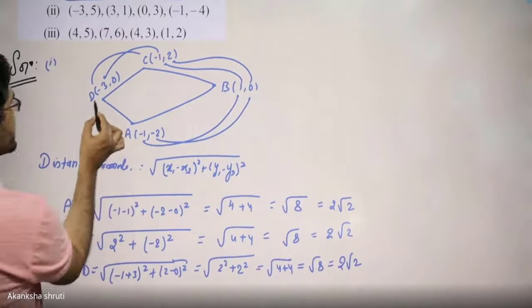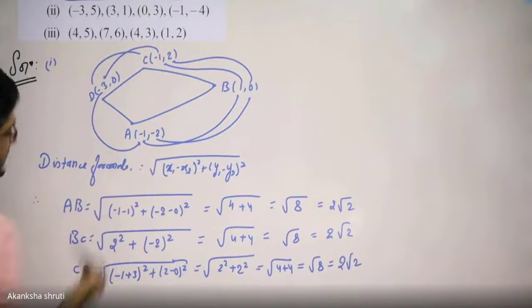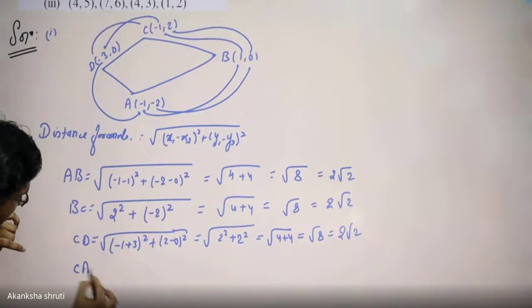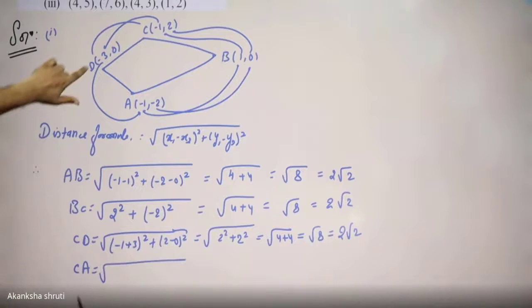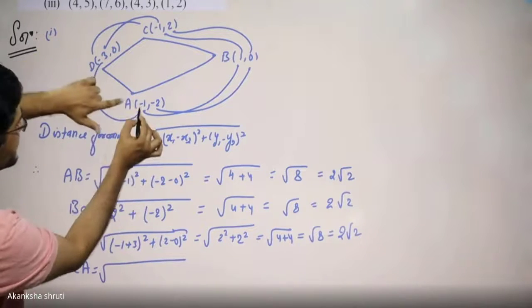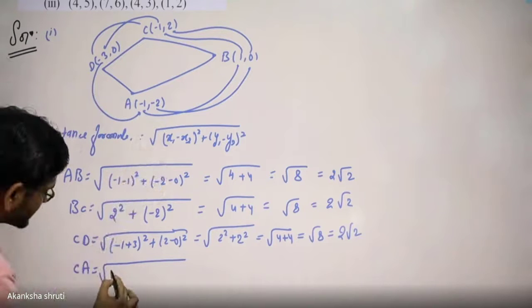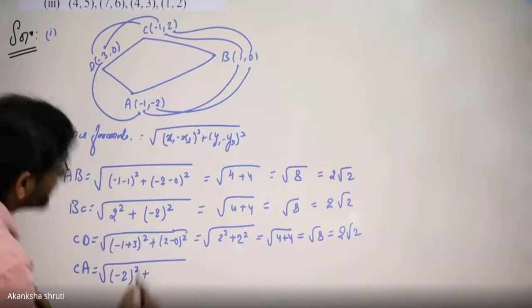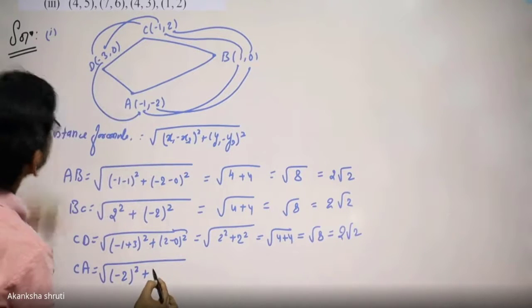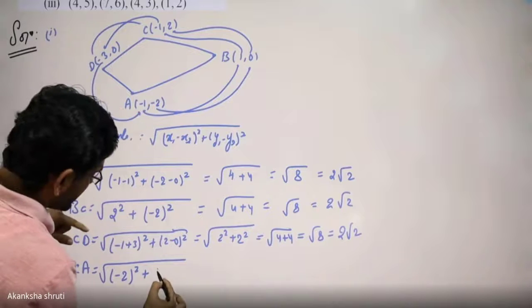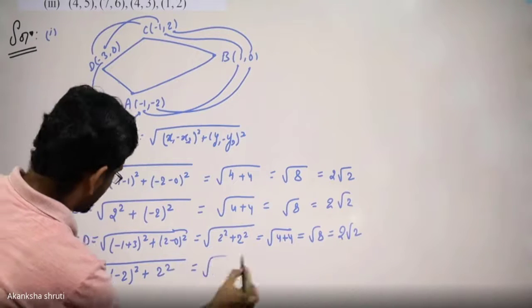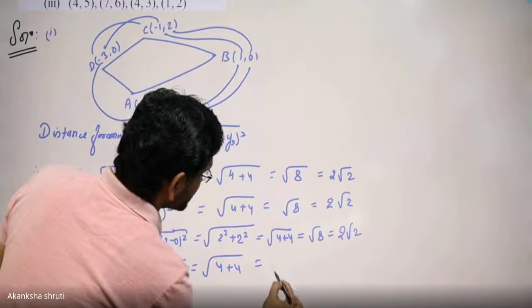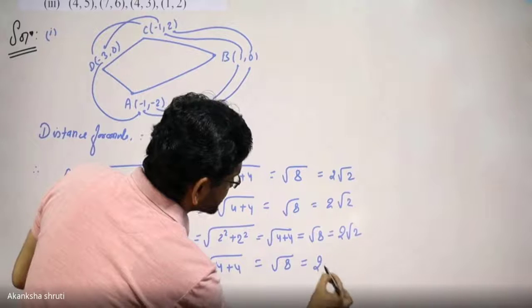Students, then come for C and D. For C and D, sorry, D and A. Students, DA will be the difference of their x coordinates: minus 3 minus of minus 1 means minus 3 plus 1, which becomes minus 2 square, plus their y coordinate 0 minus of 2, which becomes 2 square. This is 2 square is 4 plus 4, which is under root 8, also 2 root 2.